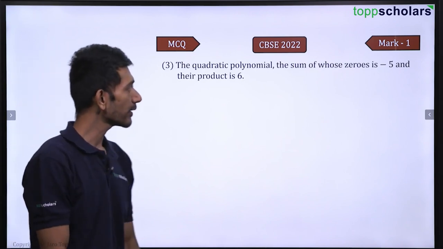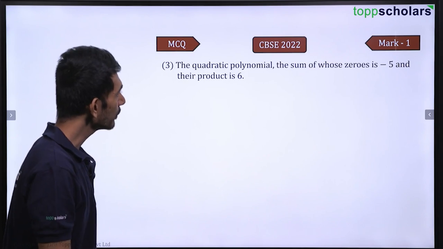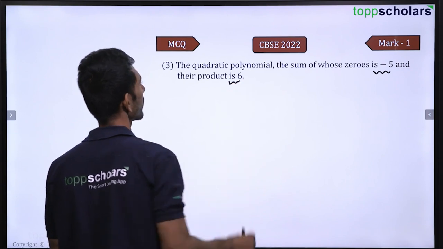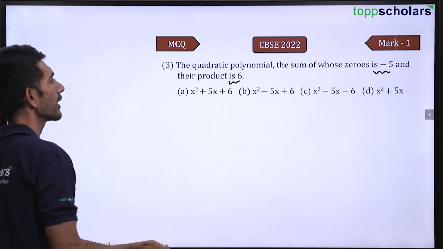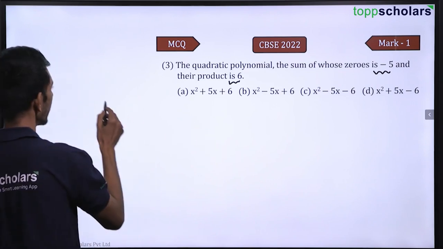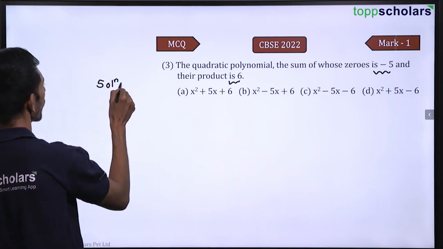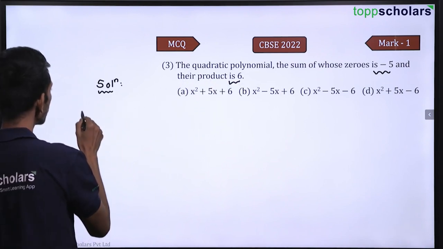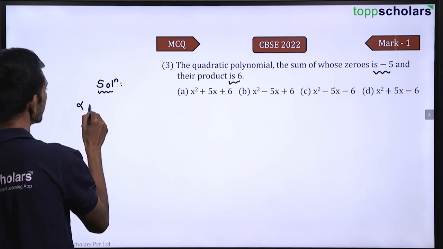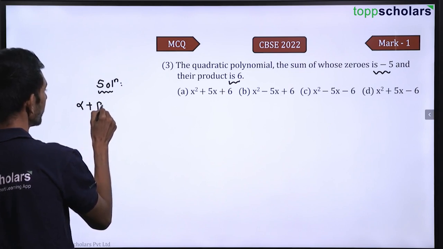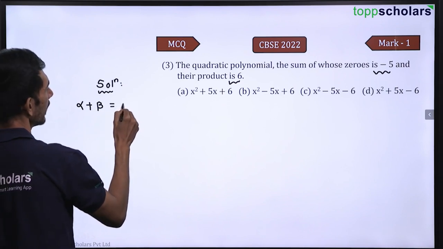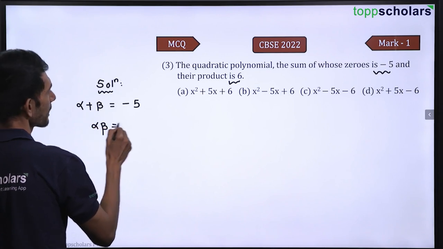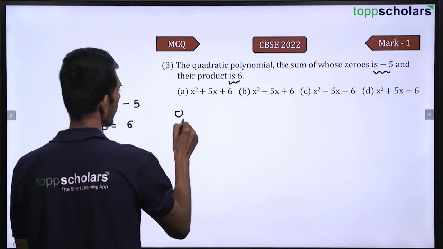Now the new question says the quadratic polynomial, the sum of whose zeros is minus 5 and the product is 6 is what? We're supposed to find out the quadratic polynomial. Again, a simple question, right? I guess we have solved a similar problem like this. So the sum of the zeros. Alpha plus beta is given. Sum of the zeros, alpha plus beta is minus 5. The product of the zeros, alpha into beta is given. That is 6.